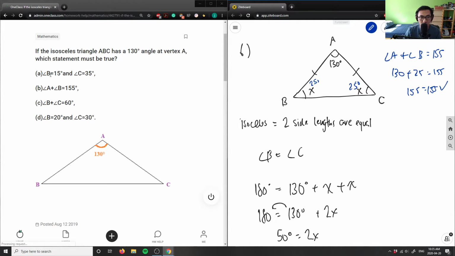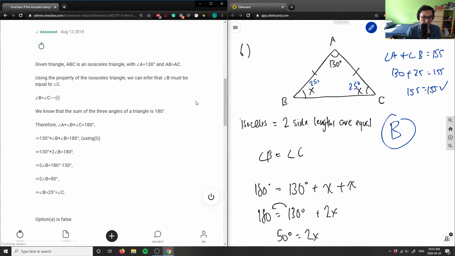So if I know option B is correct, C and D must be wrong. Angle B here is 25, angle C here is 25. 25 plus 25 equals 50, right? So this does not equal 60 here. And then finally, angle B and angle C equals 20 and 30. Obviously, we know it's 25, which means B is my correct answer in this solution. B here is the correct solution in this question.